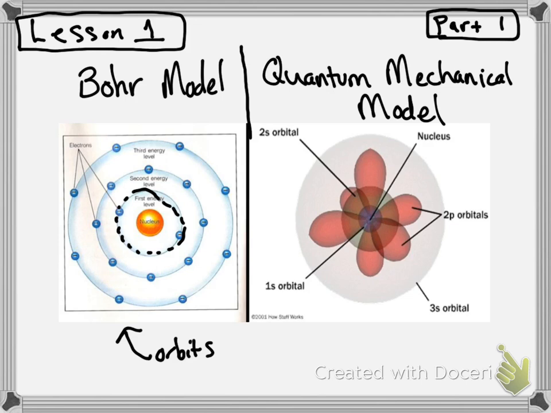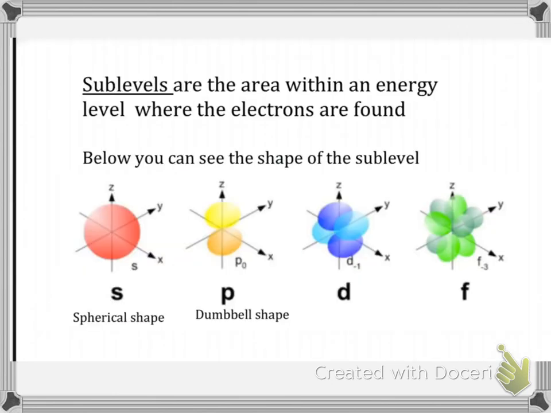Now we are learning about this model, the quantum mechanical model. These orbits are not here. Here we have clouds. You see this region of space? These are clouds. These are called orbitals. This is in the quantum mechanical model. Electrons are found in orbitals. There are 4 different kinds of clouds in the quantum mechanical model. They are called sublevels. Pause the video and take notes.